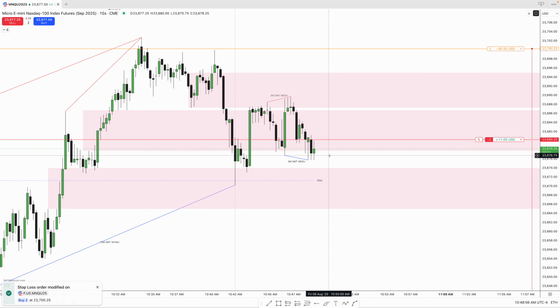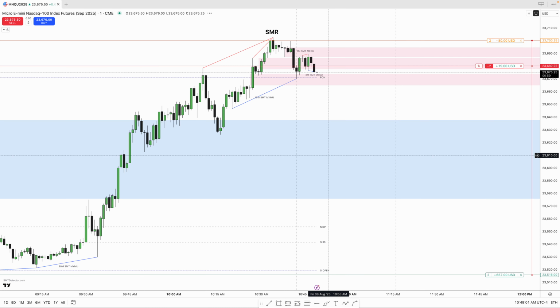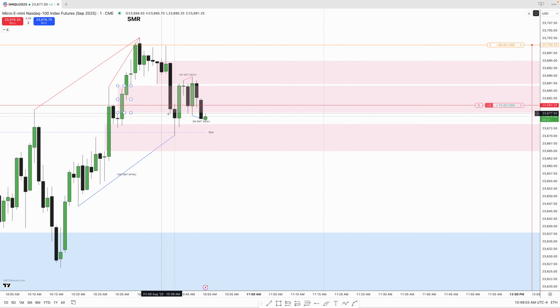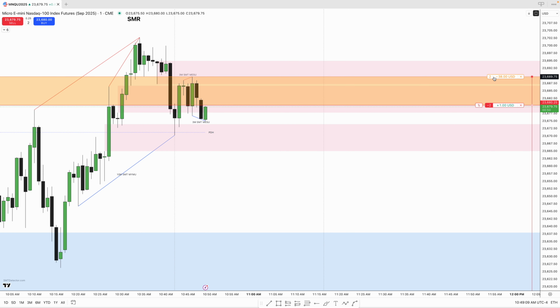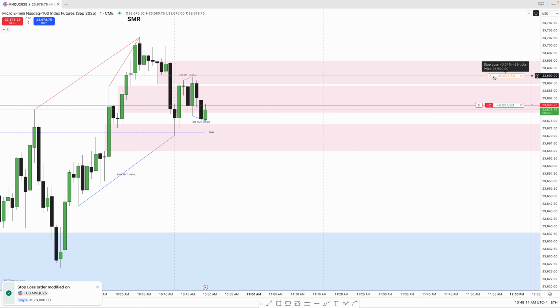doesn't want to do it. There we go. Okay, closed. Down below that PD array, SMT at the high of that PD array. So a stop reduction would be valid.